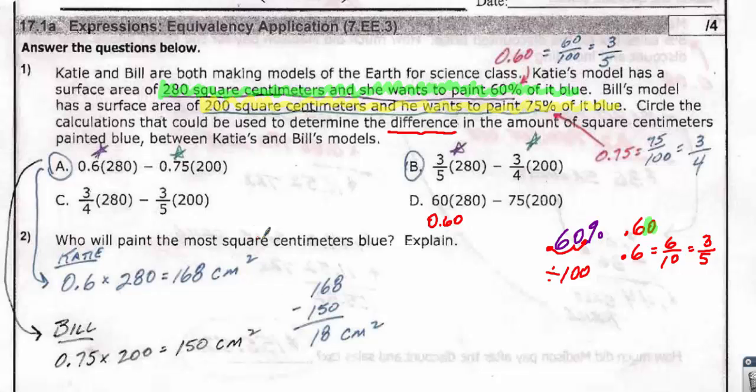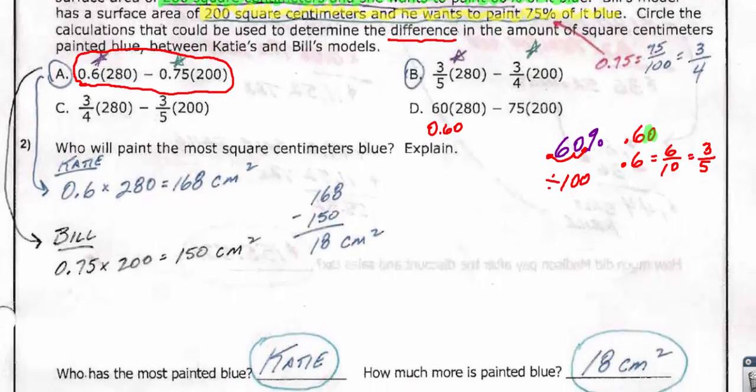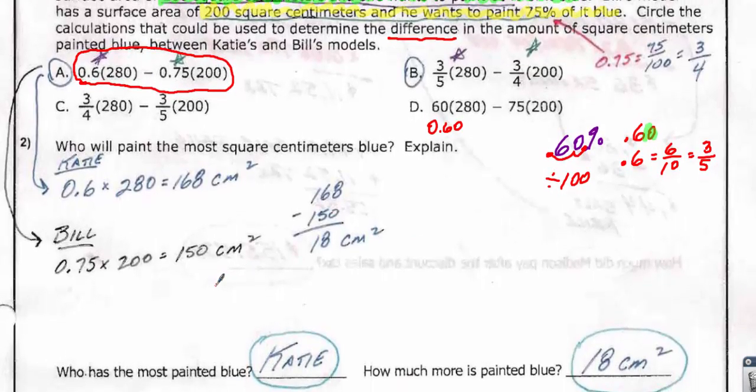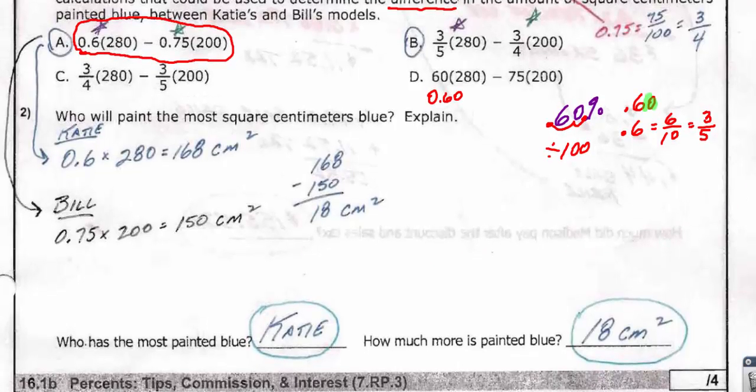To answer number 2, who will paint the most, you'll notice I chose to use the one that was already in decimal form. 0.6 times 280, 168 centimeters squared. 0.75 times 200, 150 centimeters squared. And the difference is 18 square centimeters. And here's our final answer. Who painted the most blue? Katie. How much more? 18 square centimeters. So that is your problem number 1.